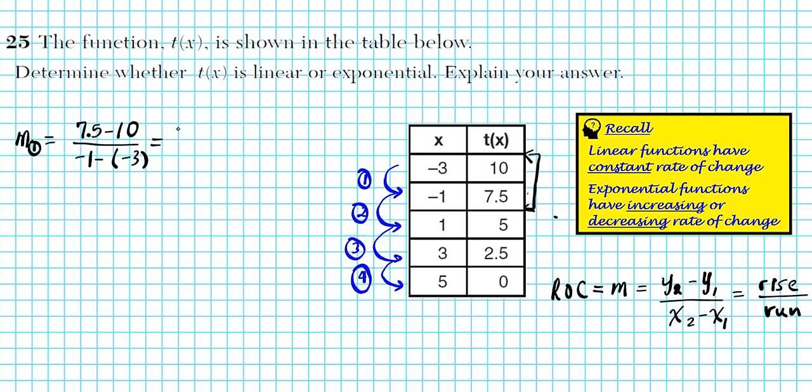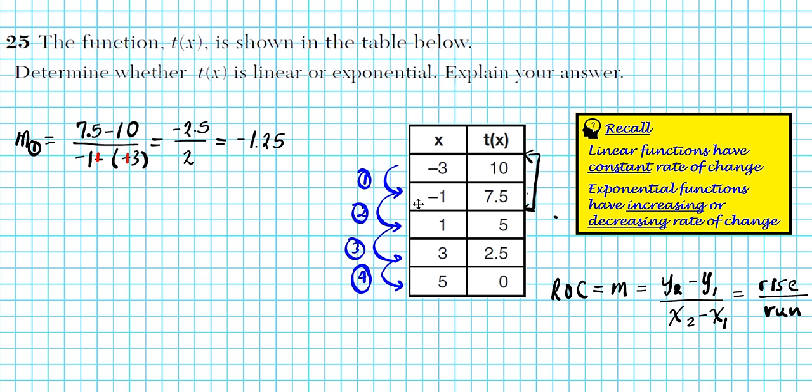If you subtract here, we have -2.5 divided by minus times minus, which becomes a plus. Minus times minus is plus. So we have -1 plus 3, that's 2. And if you divide these two numbers, you end up with -1.25. You can do this with your calculator, that's not a problem. So this is the rate of change for the first interval, from -3 to -1.